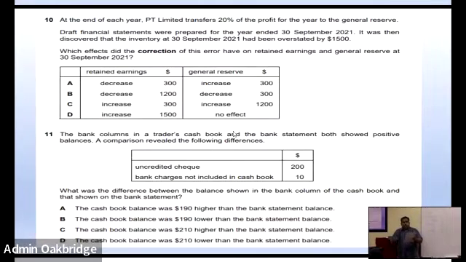210. Now, before, see how? What was the difference between the balance shown in the cash book and the bank statement? That means the balance of the cash book and the bank statement before doing anything. So it has to be 210. Now, which is higher? Cash book balance higher or cash book balance lower?